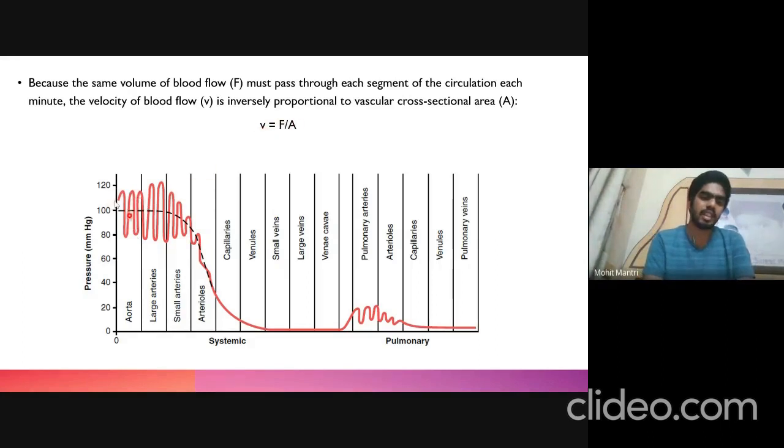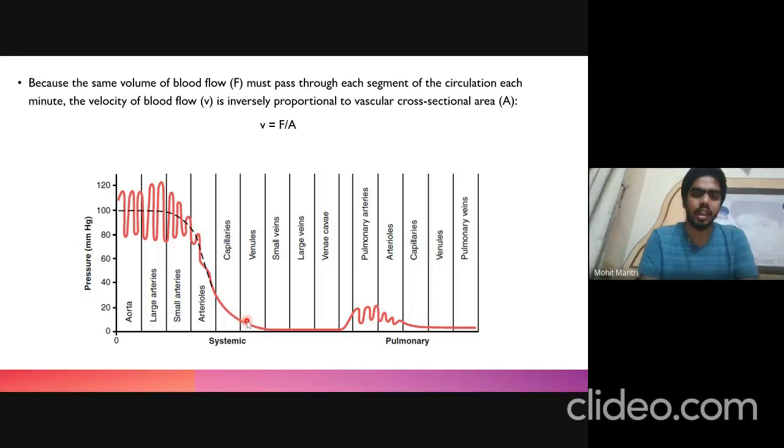So the pressure inside the aorta is fluctuating from 80 to 120. Then large arteries and small arteries also have very high pressure, and the pressure decreases in the arterioles, and it is further decreased in capillaries. At the arteriolar end of the capillaries, the blood pressure is around 33 mmHg, and at the venular end, it is around 17 or 10 mmHg.